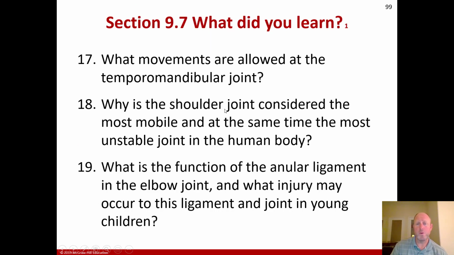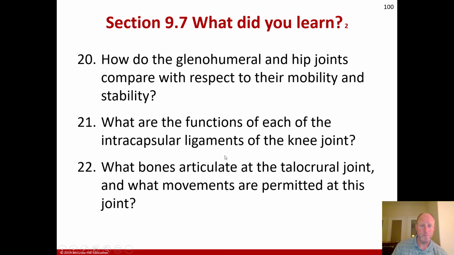So what did you learn? What movements are allowed? The temporomandibular joint, well, we didn't really talk about that, but you should be able to do that down the road. It's just not crucial to us at this moment. Why is the shoulder joint considered the most mobile and at the same time the most unstable joint in the human body? What's the function of the annular ligament in the elbow joint, and what injury may occur to this ligament and joint in young children? How do the glenohumeral and hip joints compare with respect to mobility and stability? What are the functions of each of the intracapsular ligaments of the knee joint? And what bones articulate at the talocrural joint, the ankle joint, and what movements are permitted at this joint?